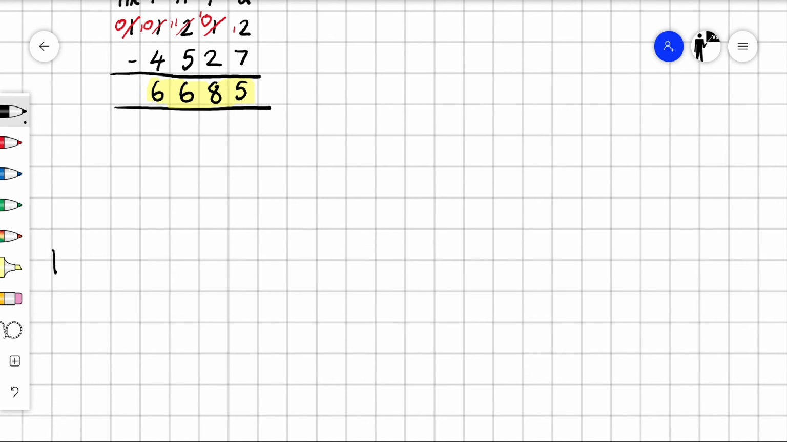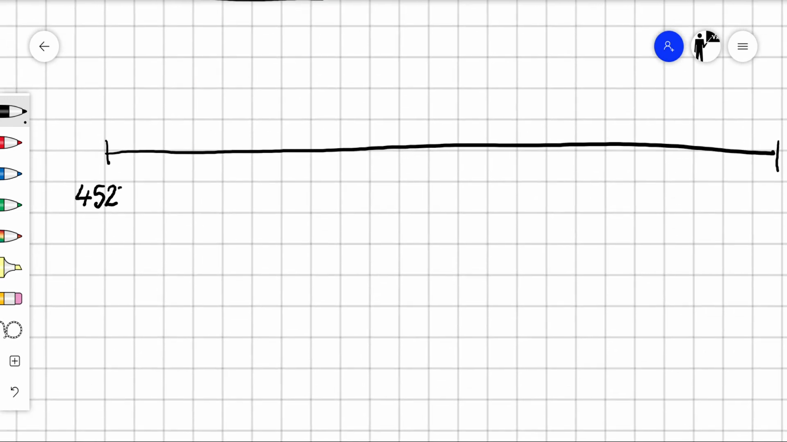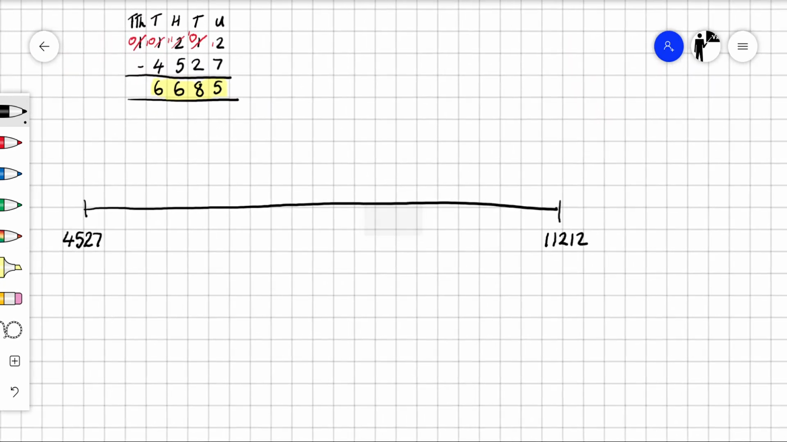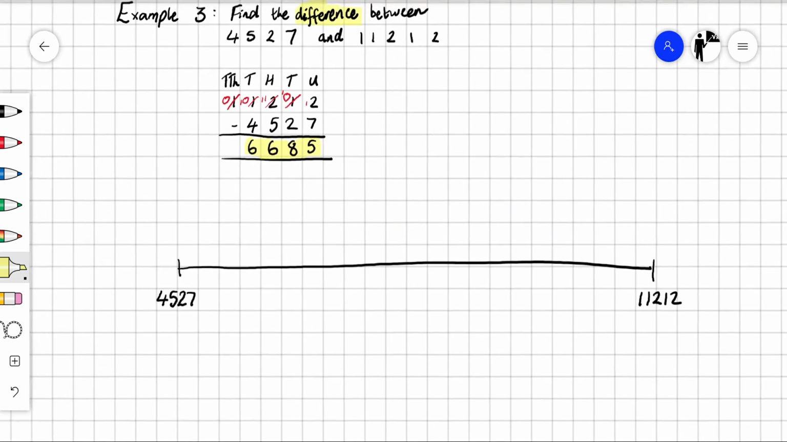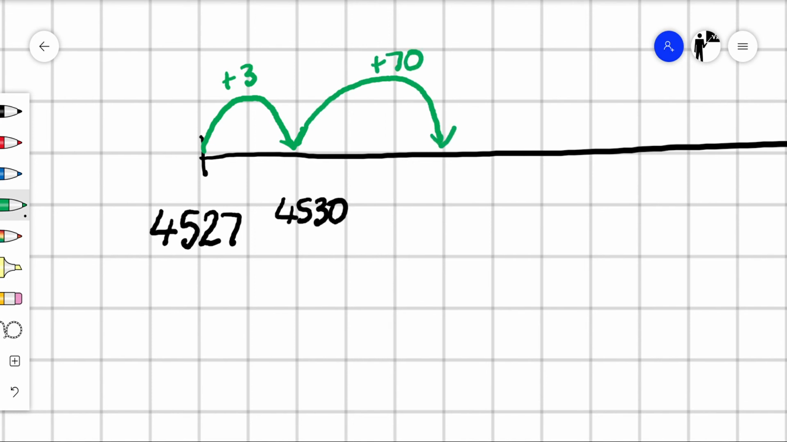I'm going to set this up here as a number line, with 4,527 and 11,212. This is just another way for us to verify how far apart these numbers are. We could think about subtraction as counting on: how much do we have to count on to get from here to here? When we're counting on, it might make sense to do it in lots of little steps. 27 is quite an awkward number, so I'm just going to count on 3, because that's going to get me to 4,530. I'm going to try and get up to the next 100, 4,600, so I'm going to add on 70, and that's going to get me to 4,600.